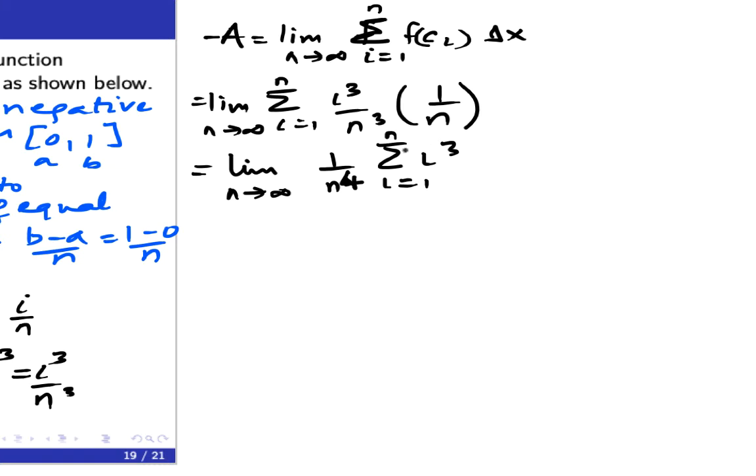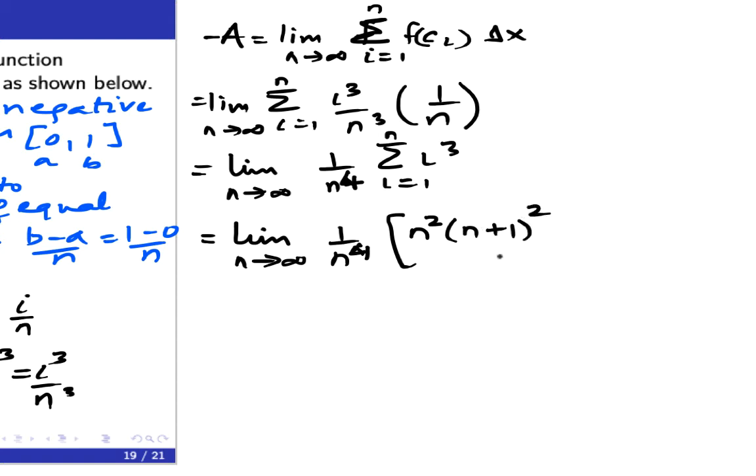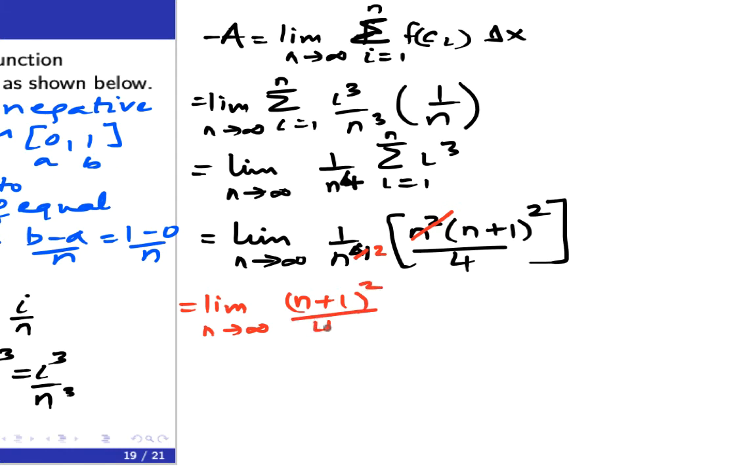Now remember the summation formulas. That's why I had the rules out over there for you guys. Limit n tends to infinity, 1 over n to the 4. What's the formula here? Remember, it's n squared, because it's the sum of the first cubic terms, n plus 1 the whole square over 4. Now do some little algebra. The n to the 4 cancels with this and we get an n squared. Limit n tends to infinity, n plus 1 the whole square over 4n squared.